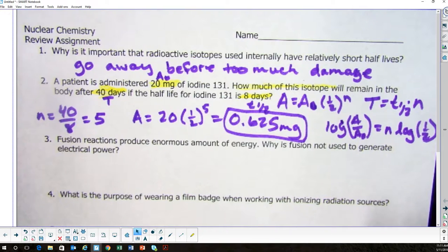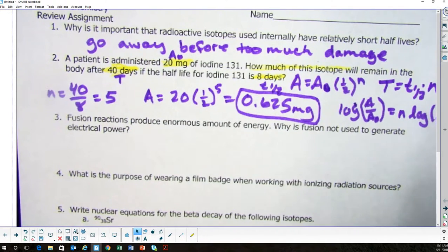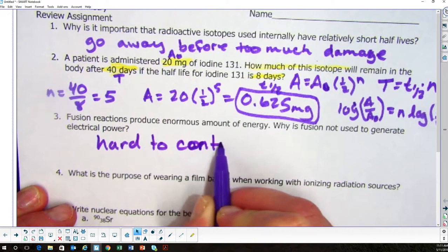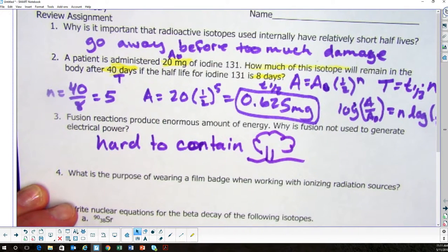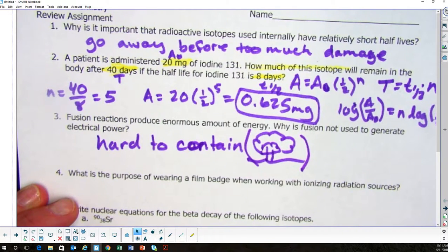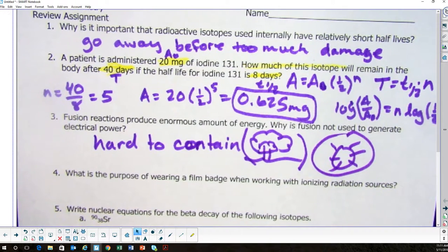All right, so on the next part here, fusion reactions produce enormous amounts of energy. Why is fusion not used to generate electrical power? It's hard to contain. Just think about the nuclear bombs. That's not a tree, that's a bomb. So the mushroom cloud of a bomb. Trying to contain this would be really hard, or trying to contain the energy of the sun in a room would be hard. That's the problem that we have with this, it's hard to contain.